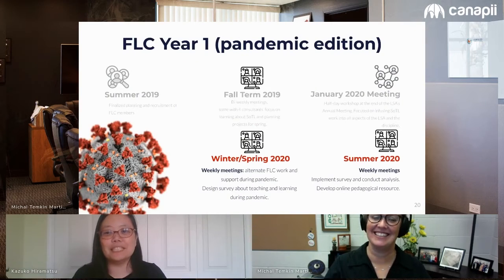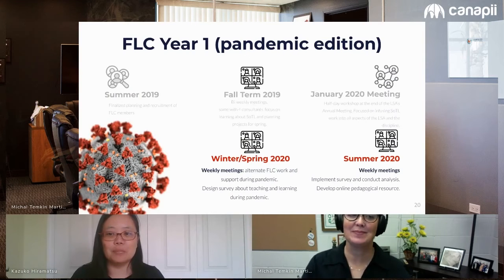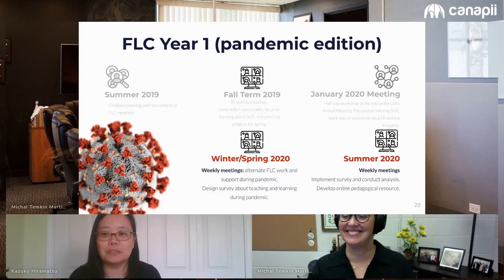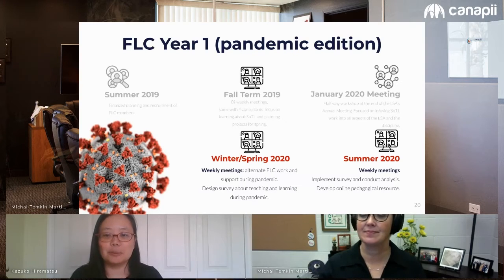Following best practices for FLCs, we collectively made adjustments in response to the global pandemic. Instead of scaling back our bi-weekly meetings, the group decided to meet weekly and use some meetings specifically for personal and professional support. Many of our participants were unable to continue with their intended data collection, so we pivoted and developed a research project connected to the pandemic. We designed and implemented a survey about how instructors and students were adjusting to teaching and learning during the pandemic. And using the survey feedback, we developed an online pedagogical resource to fill in some of these identified gaps.